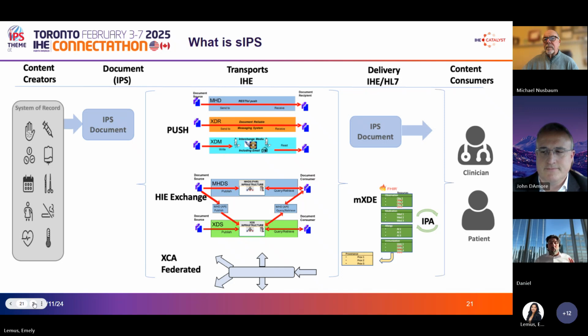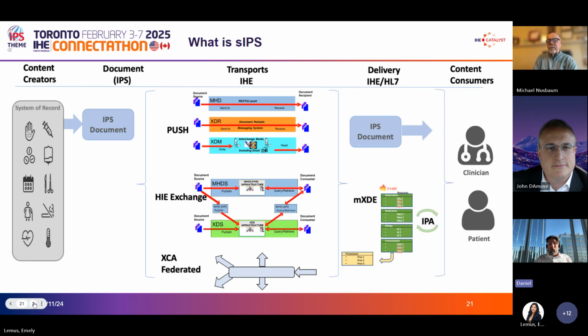All right. One of the standards that we'll be testing at the Connectathon is IPS. And as you've seen in the collaboration, I don't think we included this slide here, but each one of these SDOs that are participating here has specific roles. In our case, IHE provides some of this technology on how to share the IPS. And IHE has different mechanisms.